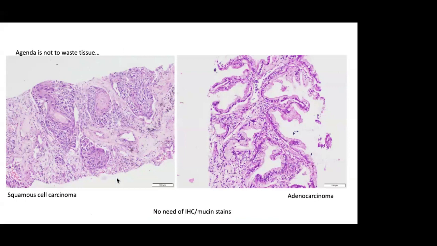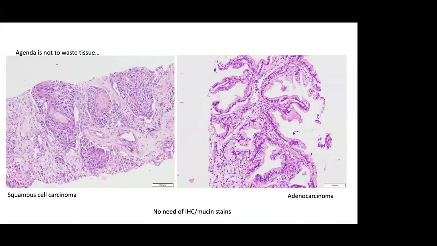So what is the agenda? In lung cancer, the agenda is not to waste tissue, because of the various reasons I have already discussed. So when things are clear on morphology, there is no need to confirm it by other methods, because we know that we need tissue for molecular testing. So that is the main aim: when you see morphologically keratin pearls, when you see intracellular bridges, there is no need for confirmation by immunohistochemistry.